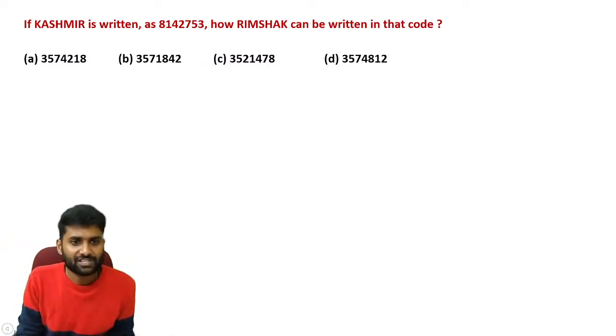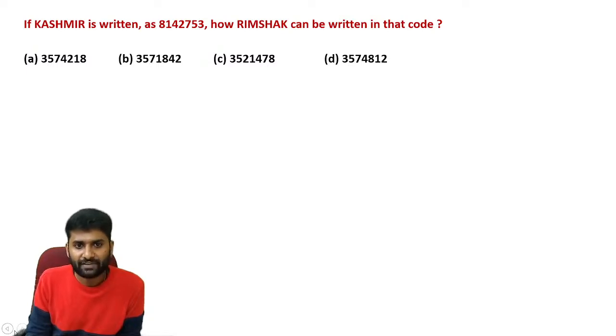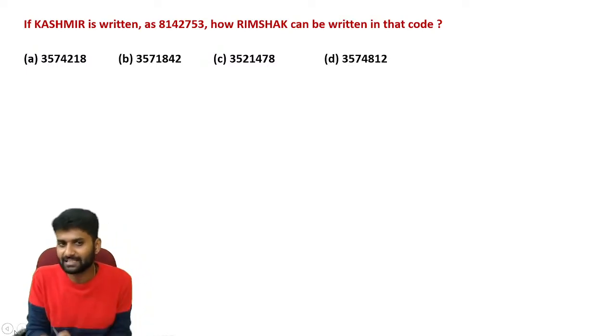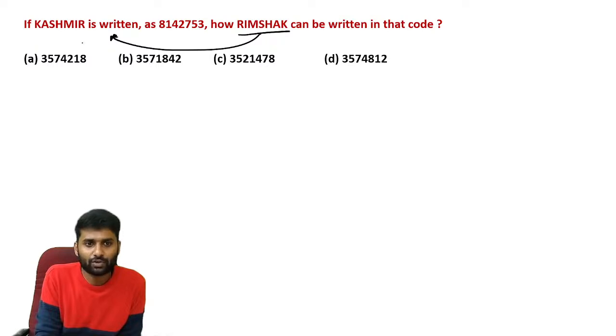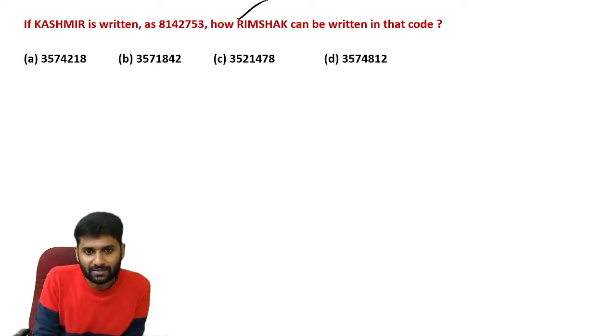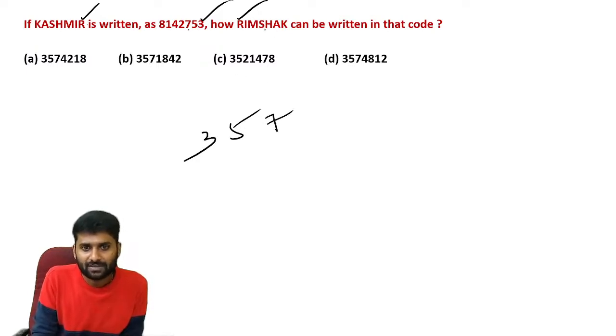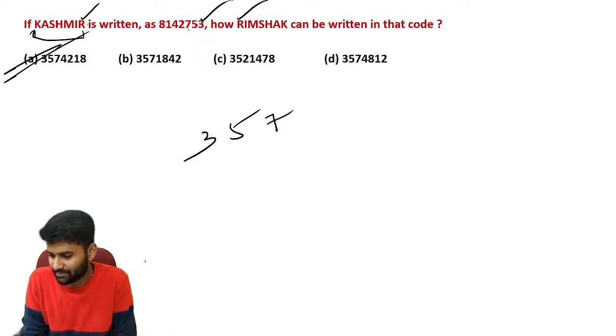See this question. If Kashmir is written as 814273, RIMSHAK, then what can be written in this code language? I told you guys clearly, if you see the same letters in a given question, then the logic is directly based on position to position. Let me take the example here. Here R. If you check with the R here, R is represented by 3. Let's go through the I. I is all about 5. M. So M is all about 7. So they simply wrote from the first letter to the last letter. That's it. That's the answer. 3572418. A is the correct answer. It's a reverse order. Very good, Nanadivya. It's a reverse order.